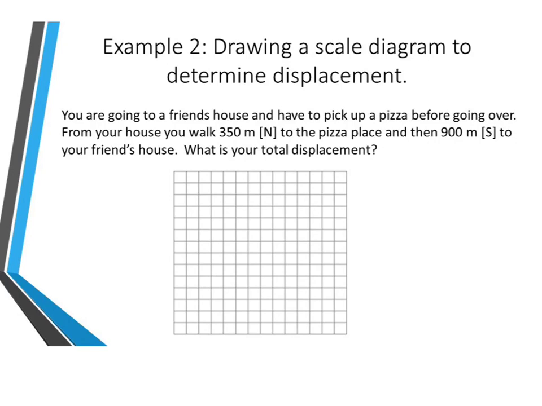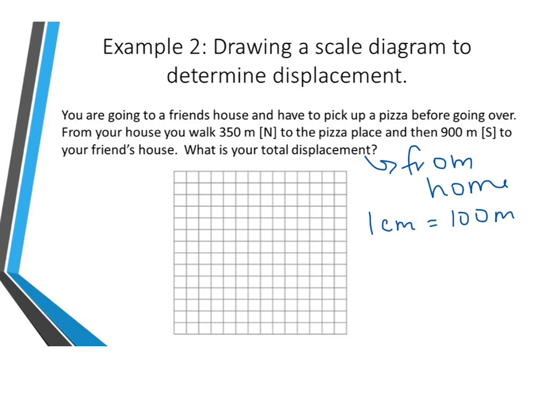So if we read this, we're going to a friend's house. You have to pick up pizza before going over. From your house, you walk 350 meters north to the pizza place and then 900 meters south to your friend's house. What is your total displacement? And it should say from home here because we should be talking about what our reference is. So we do want to set up our scale. You're going to be using a ruler, and let's say 1 centimeter is equal to 100 meters.